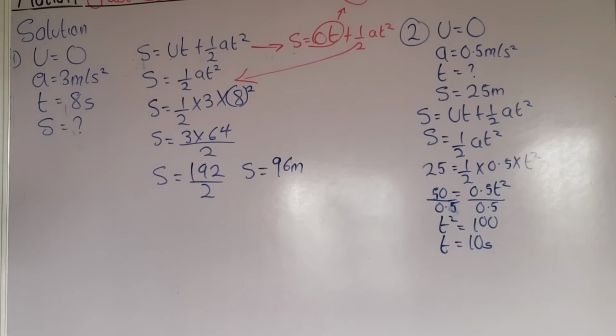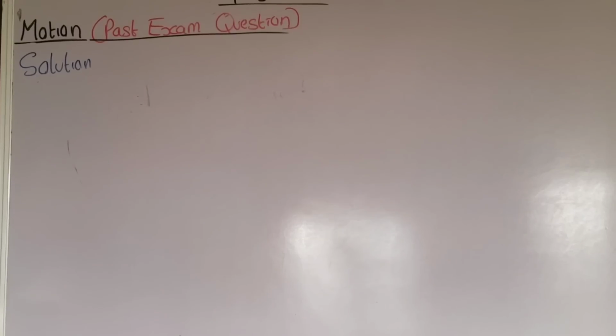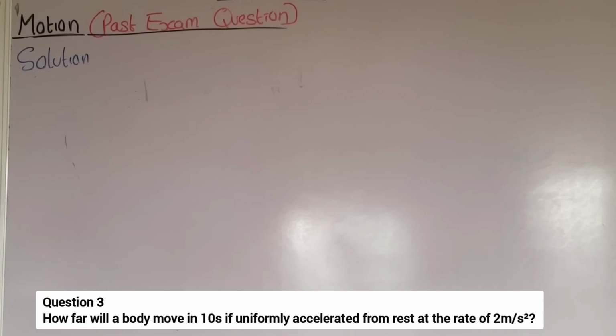Now let's proceed to the third question. How far will a body move in 4 seconds if uniformly accelerated from rest at the rate of 2 meters per second squared? Please pay attention. Let's start by writing out the information.